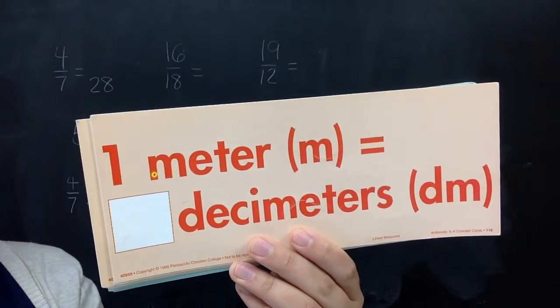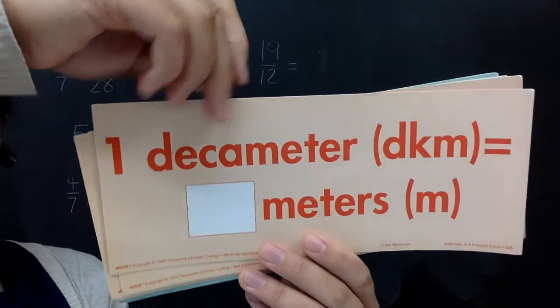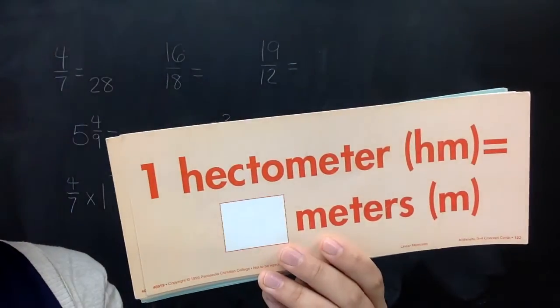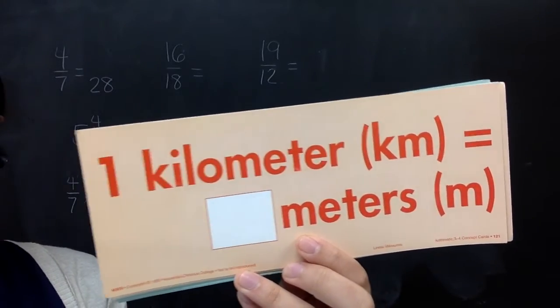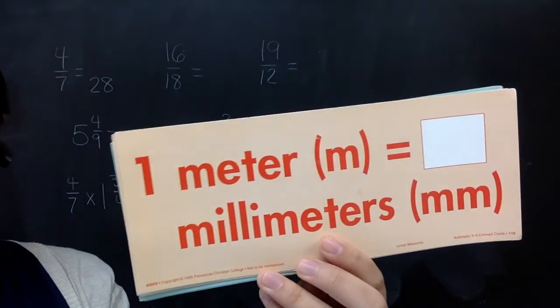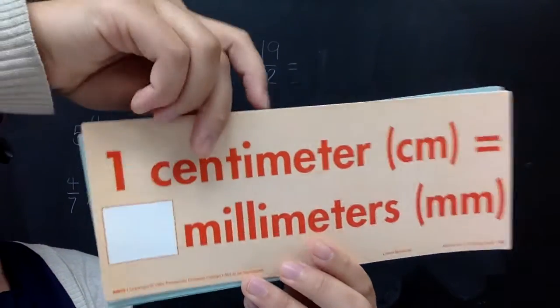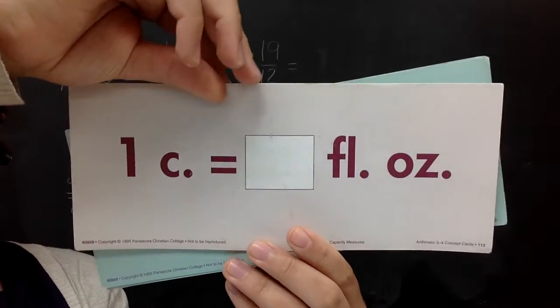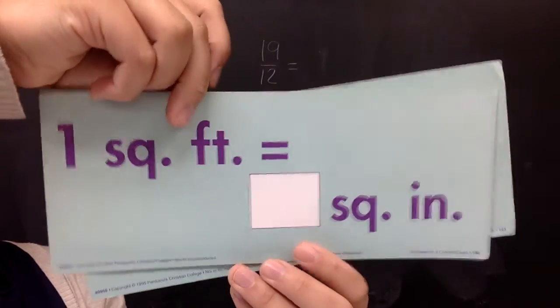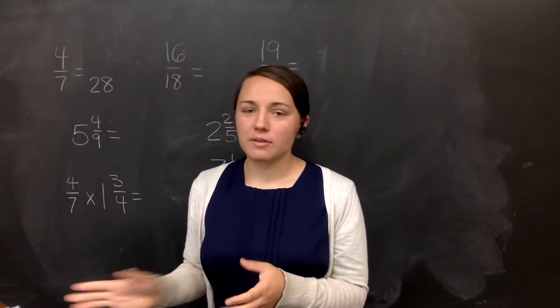100. 1 meter equals how many decimeters? 10. 1 decameter equals how many meters? 10. 1 hectometer equals how many meters? 100. 1 kilometer equals how many meters? 1,000. 1 meter equals how many millimeters? 1,000. 1 centimeter equals how many millimeters? 10. 1 cup equals how many fluid ounces? 8. 1 square foot equals how many square inches? 144. 1 square yard equals how many square feet? 9.